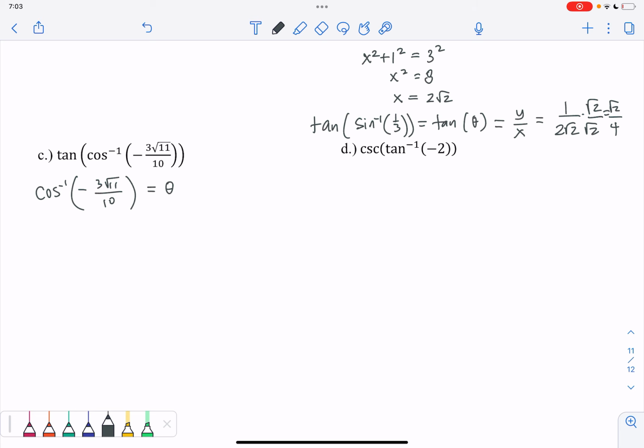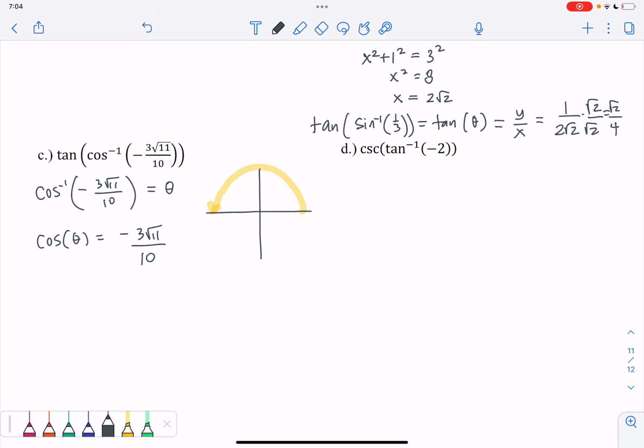And that's always the case. Where is that angle allowed to live? Well, it's allowed to live from 0 to pi because I'm talking about the inverse cosine function. Okay, well, because I'm saying that theta is between 0 and pi here, then I have cosine of theta is negative 3 root 11 over 10. So I can just switch the inputs and outputs if I'm going from cosine inverse to cosine. Because I've already said that the output of the inverse cosine has to be between 0 and pi.